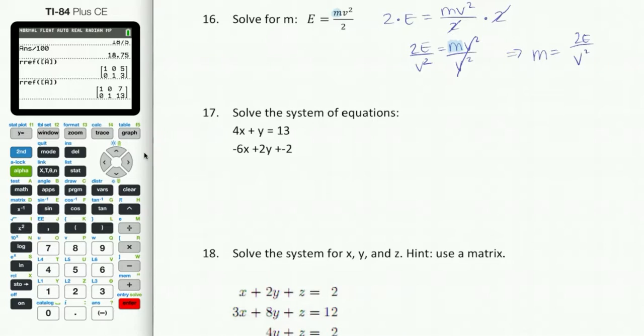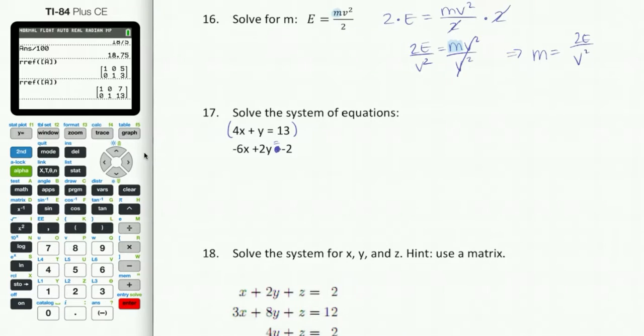All right, on number 17, that's a little typo. That's supposed to be an equals -2. So we can do two things. We can either solve by using systems and the matrix, or we can do elimination. I'm going to do elimination here, and then I'm also going to do it on the calculator.